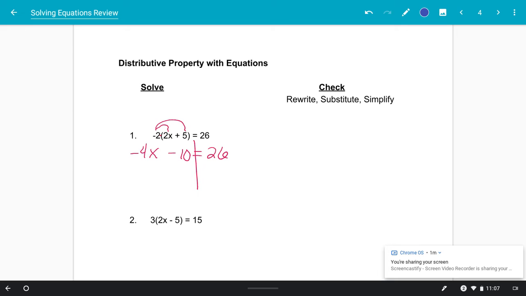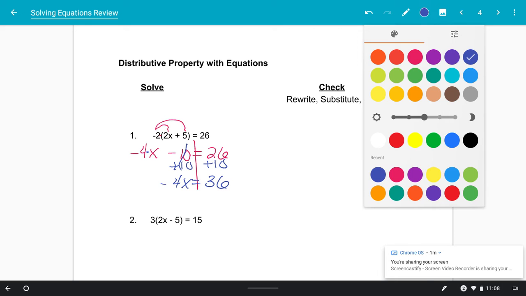So we have -4 being multiplied by x, and then we're subtracting 10. So working backwards, I'm going to undo the subtracting 10 first by adding 10 to both sides. Because remember, -10 plus 10 will cancel out. So we're left with -4x on the left. On the right, 26 plus 10 giving us 36.